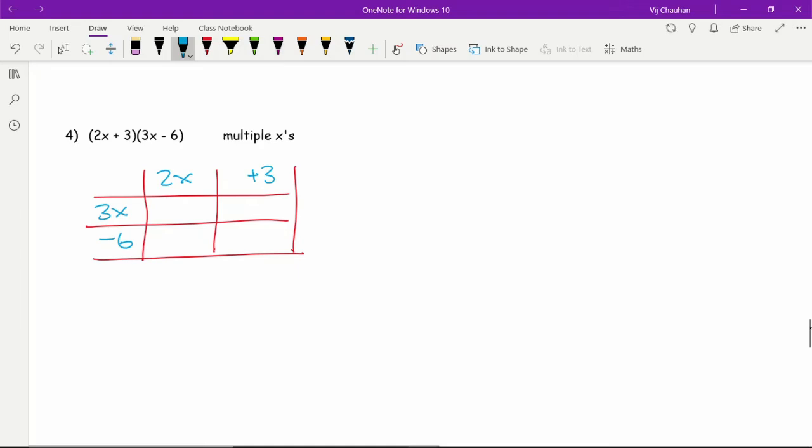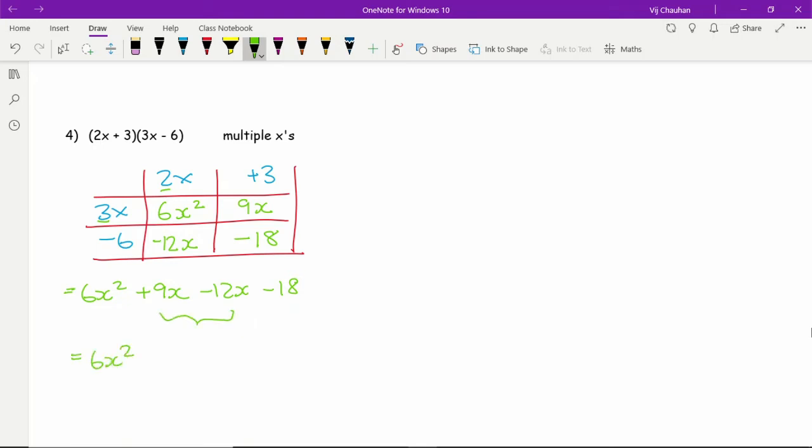Now again, just like we did at the start of this video, when you're multiplying numbers and letters, you can only multiply numbers with numbers, letters with letters. So 3 times 2 is 6, and x times x is x squared. 3 times 3 is 9, and we've just got a single x, and then minus 6 times 2 is minus 12, and I've got x, and minus 6 times positive 3 is minus 18. So writing that out, I've got 6x squared plus 9x minus 12x minus 18, and then all I want to do is just combine these two things. So I've got 6x squared, and then it'll be minus 3x minus 18, and there is the final answer.